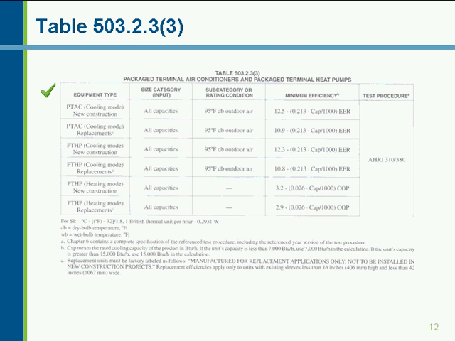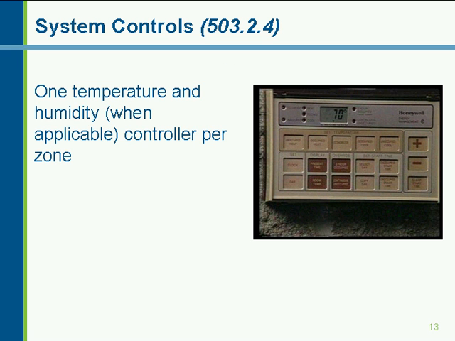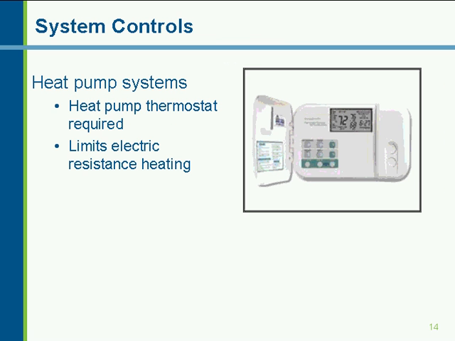There are a number of mandatory requirements for system controls, one of the most important being that you're only allowed one temperature or humidity sensor controller per zone, and that is so you don't have pieces of equipment fighting each other. If you had two thermostats controlling two different pieces of equipment in a zone, one could be in heating, one could be in cooling, and that wouldn't be a good thing. If you've got a heat pump, you must include a heat pump specific thermostat, which limits the amount of electric resistance heat that the heat pump can use.